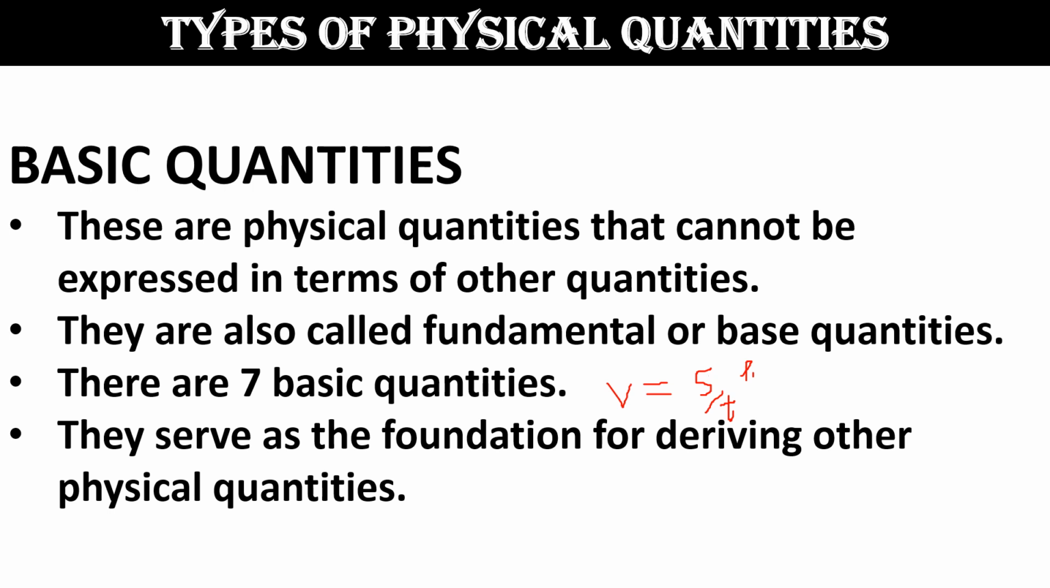All right, that's very important. So we are saying basic quantities serve as a foundation, a basis for deriving other physical quantities. There are many other derived quantities we are going to look at in the next lesson, which are obtained by combining either 2 or more basic quantities, either by multiplying or dividing them.